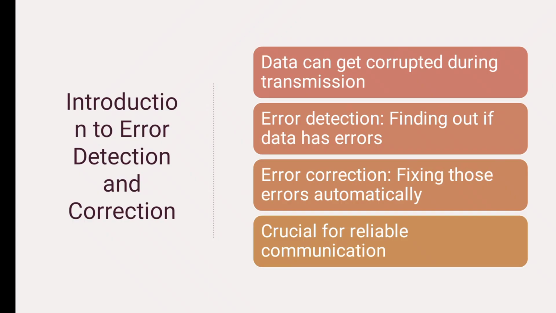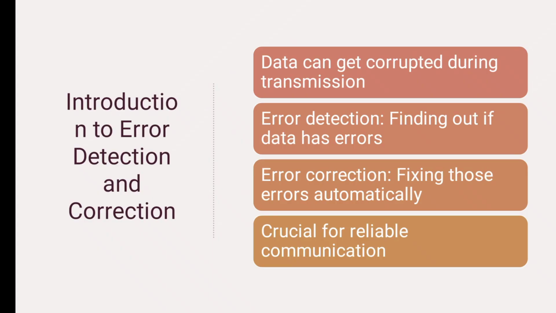The introduction to error detection and correction. When data is sent over a network, it can get corrupted or changed by noise or interference. So, error detection means finding out if any error has occurred in the received data. And error correction means fixing those errors automatically without needing to resend the data. These both processes help make communication more reliable and accurate.